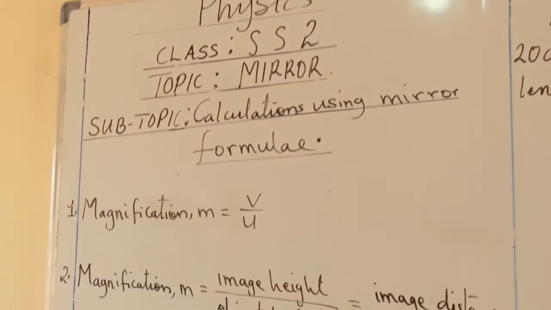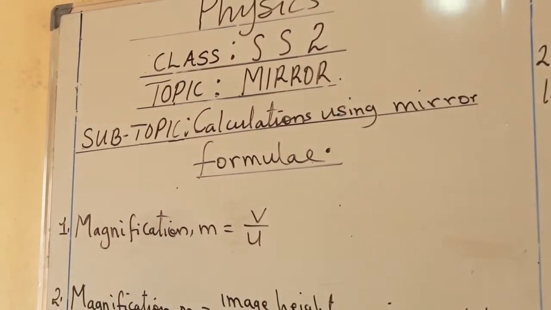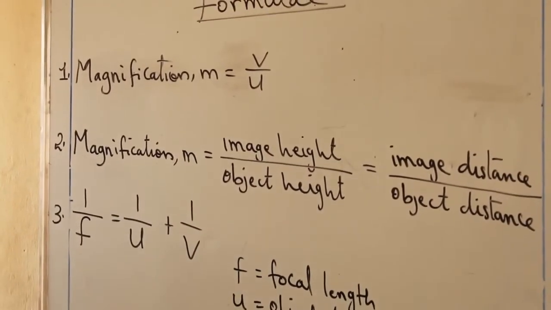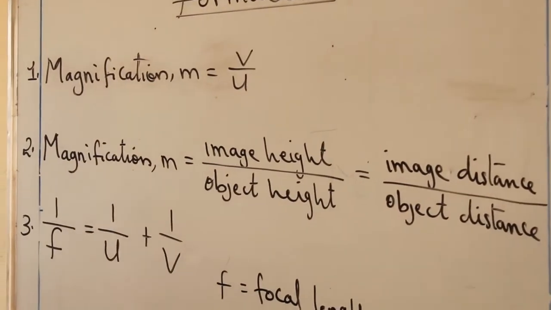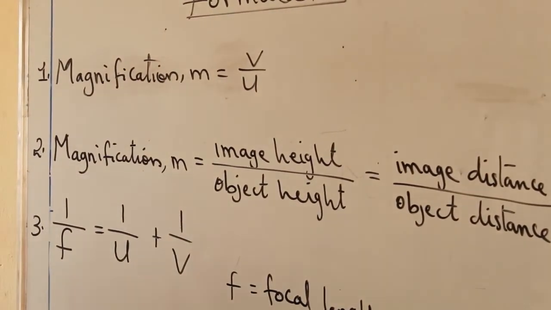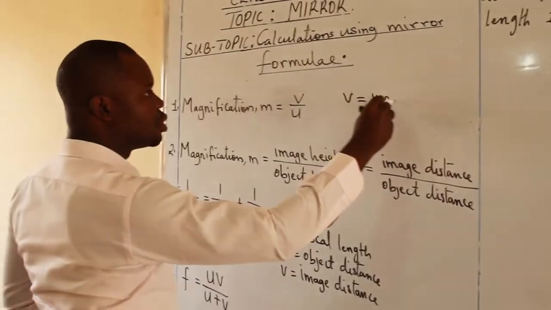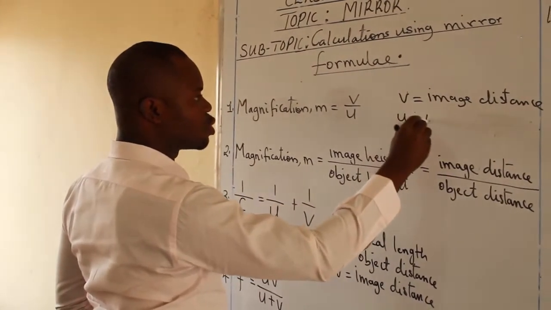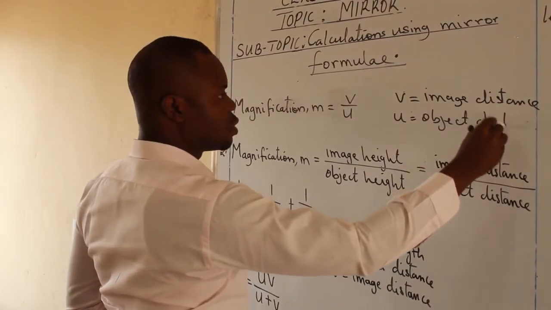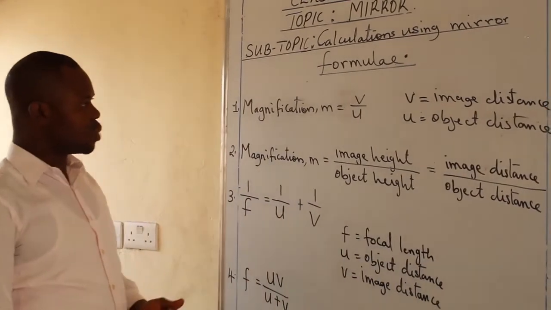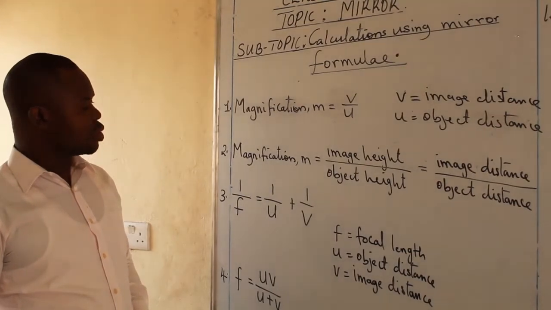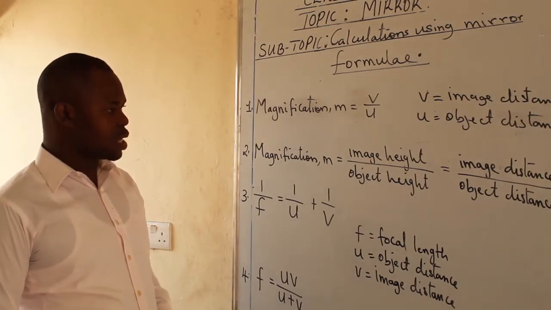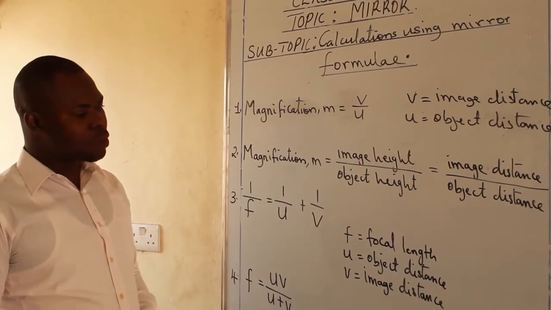The topic is mirror, like I said earlier, and the class is for SS2. So we're looking at calculations using mirror formulae. We have some formulae on the board here. Magnification M equals V over U, where V equals image distance and U equals object distance. So the first one is magnification, which is M equals V over U. The second one we have also magnification, which is image height over object height equals image distance over object distance.